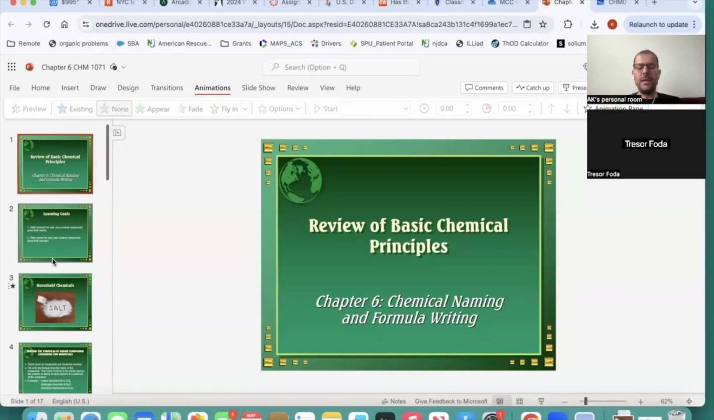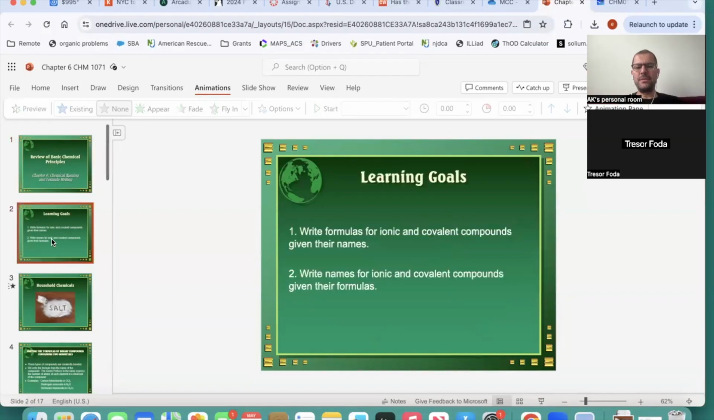Okay. And so at the end of this lesson, when we finish, you will be able to write the formulas for ionic and covalent compounds with given names. And also you will be writing the names if you are given the formulas, right? So you should be able to do these two things at the end of this lesson, hopefully.